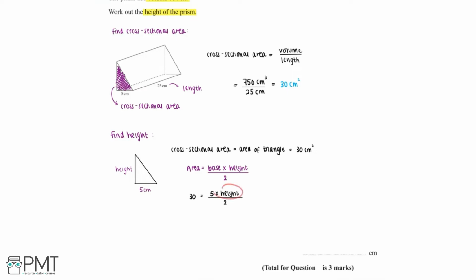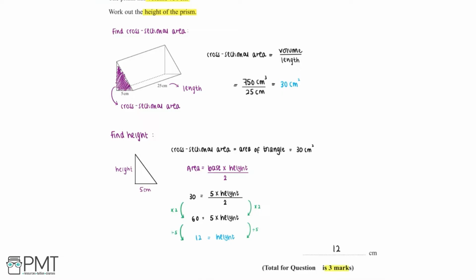Now in order to go about finding the height, we can start by multiplying both the left-hand side and the right-hand side by 2 in order to get rid of the fraction. 30 multiplied by 2 is equal to 60, and 5 times height, all divided by 2, multiplied by 2 would be equal to 5 times height. And now to find the height on its own, we can divide both the left-hand side and the right-hand side by 5. 60 divided by 5 is equal to 12, and 5 times height divided by 5 is equal to the height. And so we've found that the height of the prism is equal to 12 centimeters.